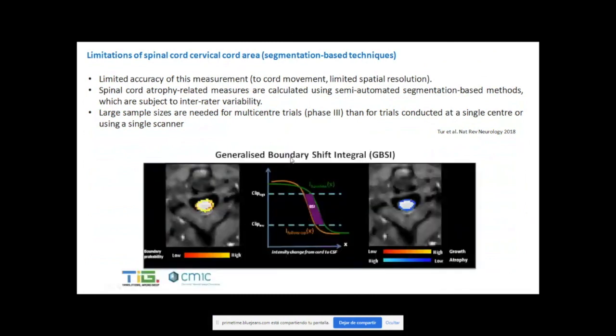However, another tool to assess spinal cord atrophy has been recently described. It is based on a registration-based technique similar to the ones that we use for assessing global brain volume changes in longitudinal studies. It's based also on the boundary shifts between the cord in 2 different MRIs. And this has been published recently by the MAGNIMS group.